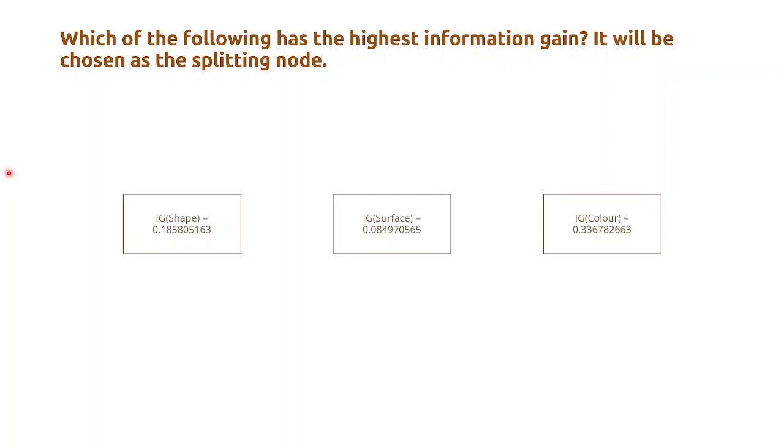Answer, anyone. Look at the values. Which one has the biggest value? Surface? Color, sir. Color. The color has the highest information gain, because 0.33 is greater than 0.18. Aside from that, 0.33 is greater than 0.08, right? So therefore, we will choose color as our splitting node.